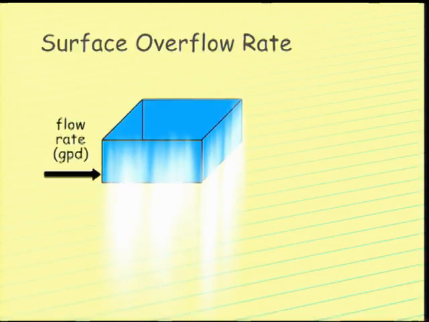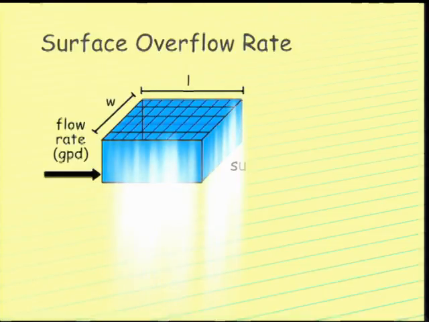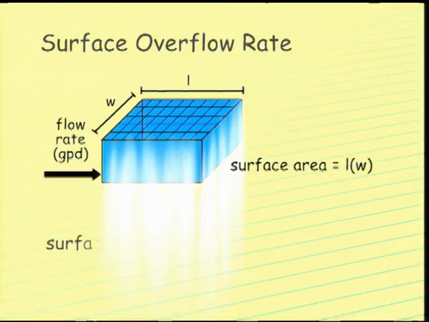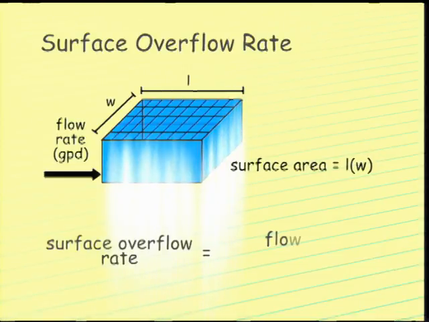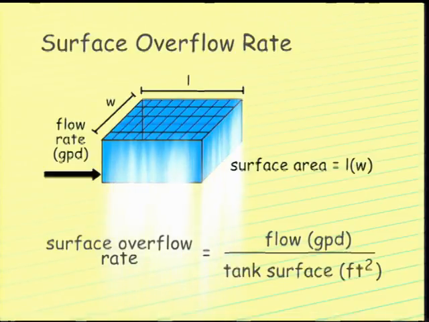The surface overflow rate measures the amount of water leaving a sedimentation tank per square foot of tank surface area. The treatment plant operator must be able to determine the surface overflow rate that produces the best quality effluent leaving the tank. Since surface overflow is the gallons per day of flow per square foot of tank surface, the corresponding mathematical equation is surface overflow rate equals flow in gallons per day divided by tank surface in square feet.